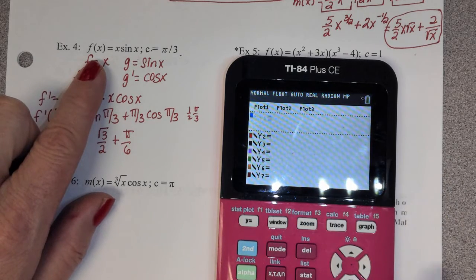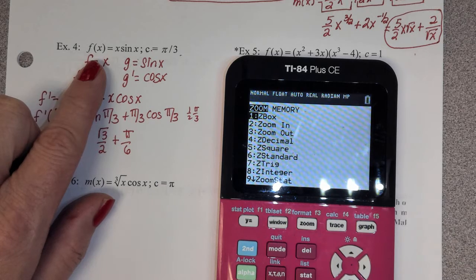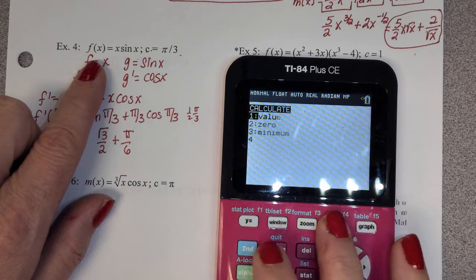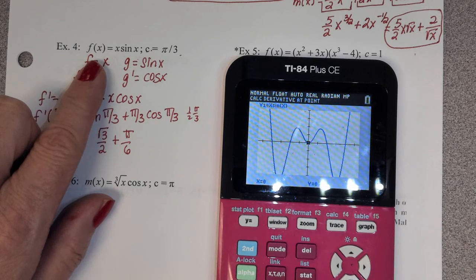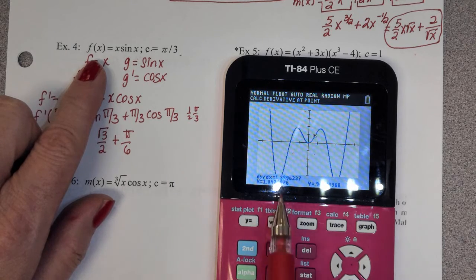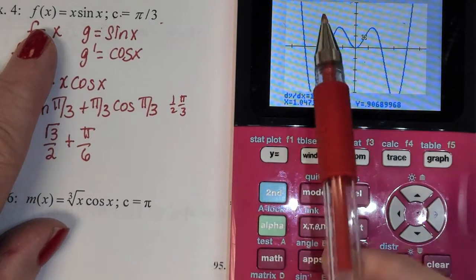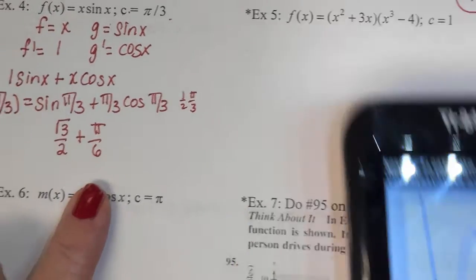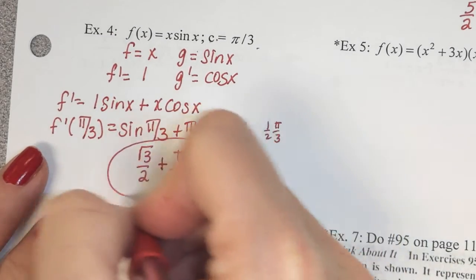Now I could go to y equals, and I could put in x sine x, and I could do a zoom trig because I have a trig function in there. And now I'm just going to have the calculator tell me what is the slope right there at pi over 3. So second trace, calculate the slope at pi over 3. And it tells me that slope right there, it's kind of hard to see, is 1.38. And that's exactly what I got the other way, right? It's the exact answer.